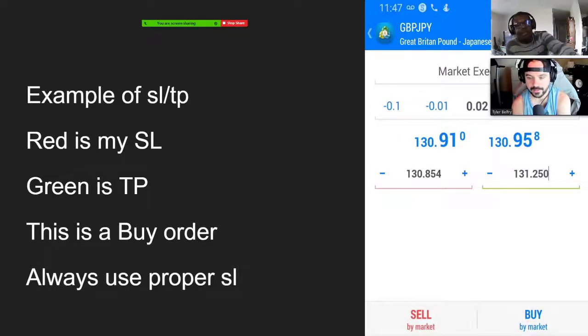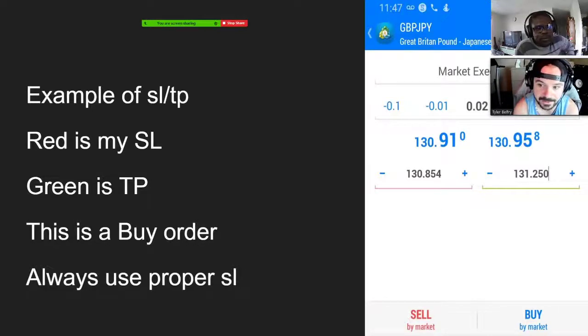The red number at the bottom is going to be my stop loss. So if price gets down to 130.854, you sell it? No, that's when it's going to take me out of the market. But if price goes up to 131.250, that's when I want to take my money and my profit. Does it do it automatically for you? Yeah, it does it automatically once you set these parameters. A stop loss and a TP, a take profit. You can set your own parameters. So you don't even have to sit there and hit buy or sell. Exactly. You set your parameters and you walk away.